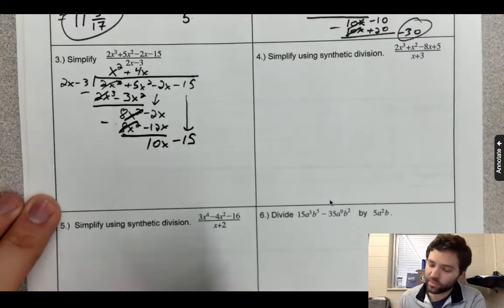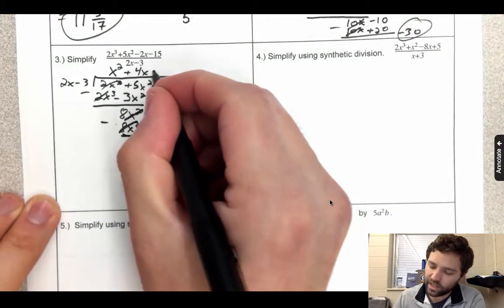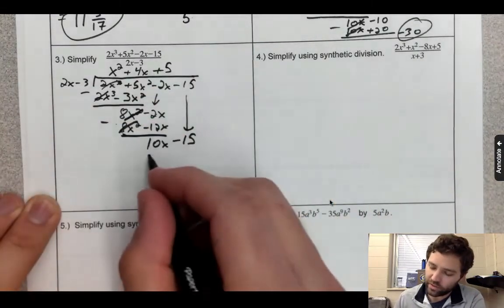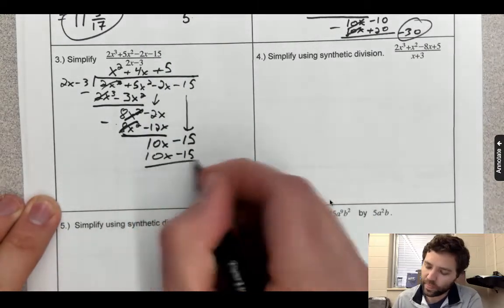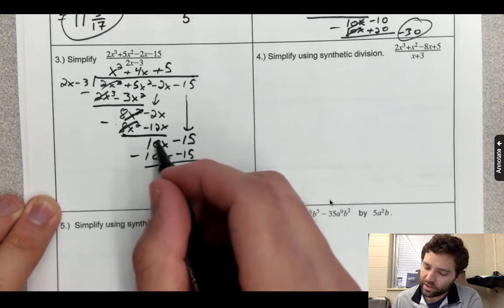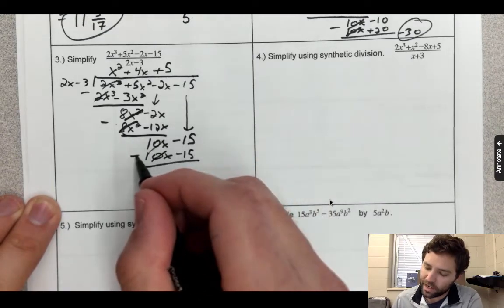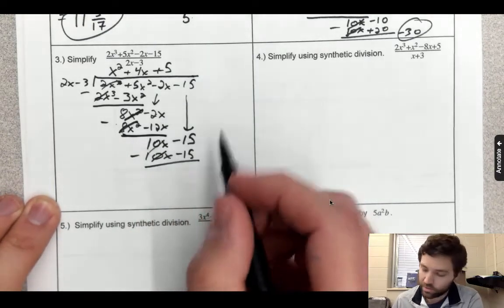And then what do I multiply 2x by to give me 10x? That's going to be 5. 5 times 2x is 10x. 5 times negative 3 is minus 15. Minus 10 minus 10 is 0. Negative 15 minus a negative 15, that's plus 15, is 0. So I get a remainder of 0.